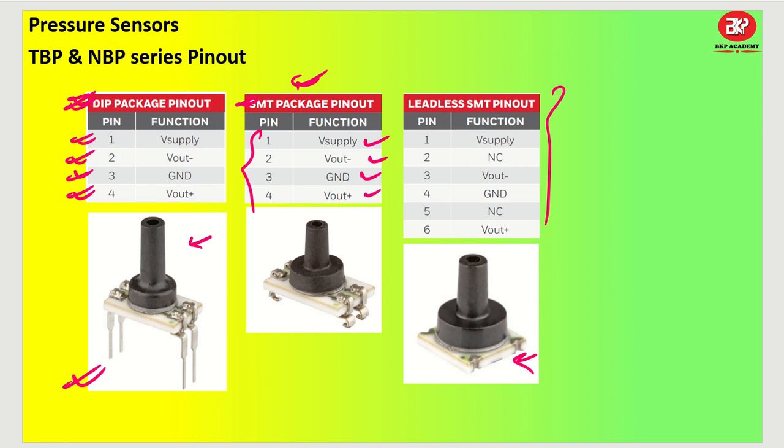Now if you talk about leadless SMT package, there is no lead that will be seen by you, okay, but it is available below the package. It is now having 6 pins. Out of that, 2 pins are not connected, and of the rest, pin number 1 is V supply, pin number 3 is V out minus, then it is ground, and then this is V out plus. So hope you have a good understanding about the pin configuration as well. So I'll be talking about this also, and this as well, right?